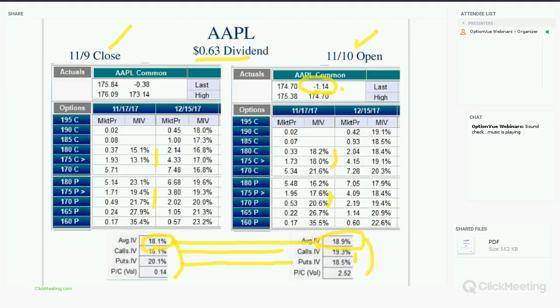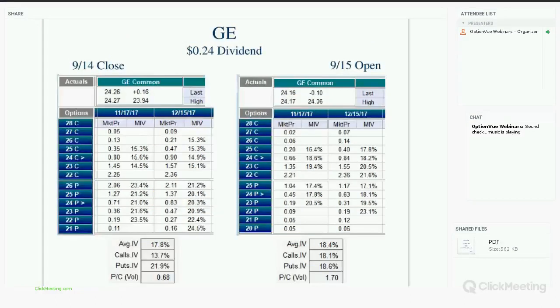Let me show you one more example of this. And I pulled a little example from General Electric.